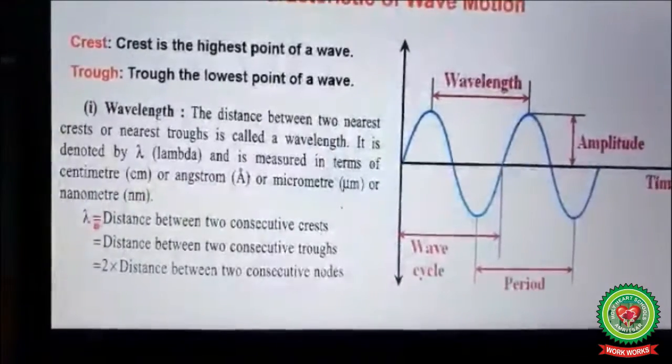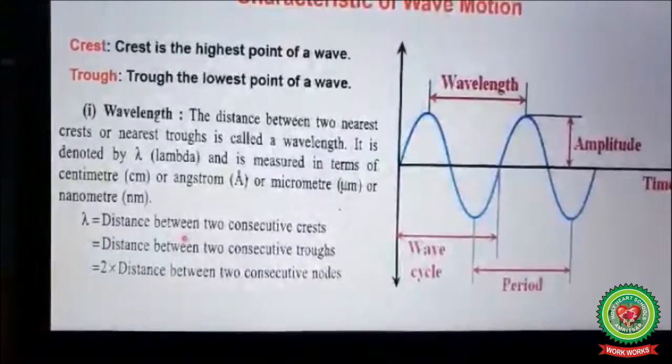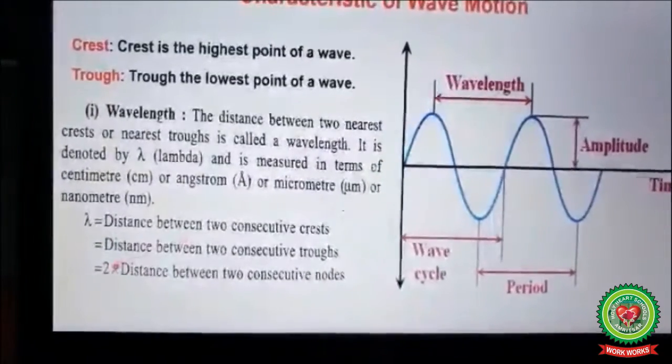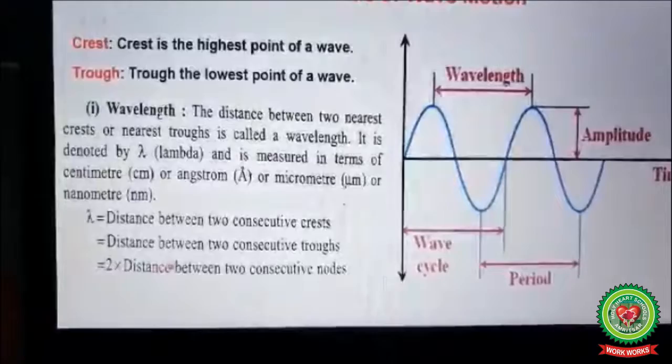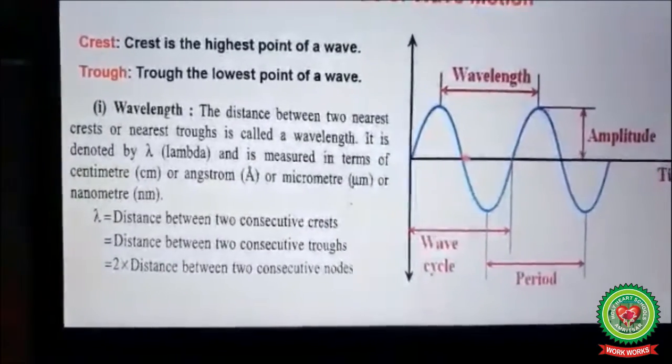So below is the formula for wavelength, that is the distance between two consecutive crests or consecutive troughs, that is 2 into the distance between two consecutive nodes. Node is basically this part.